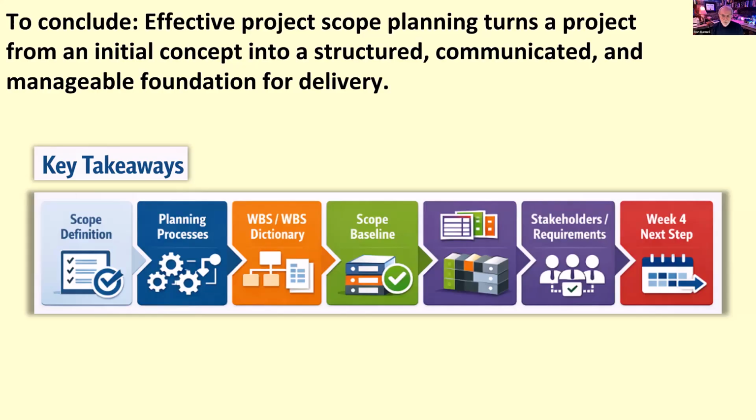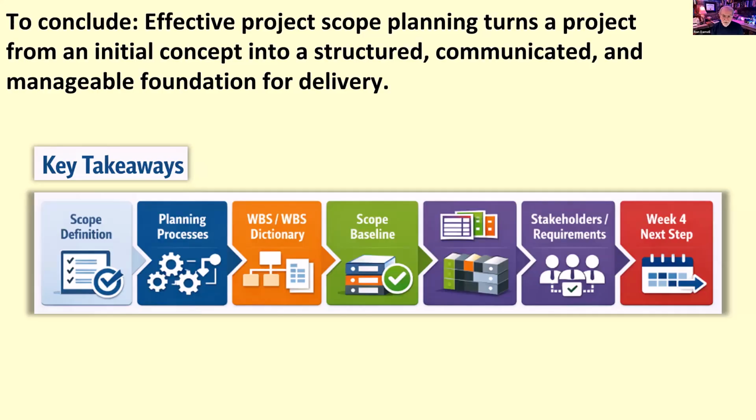It gives the project a clearer definition by identifying deliverables, boundaries, assumptions, constraints, and the major components of work. The second key takeaway is that scope planning is not a single step. It develops through connected planning processes, including planning scope management, collecting requirements, defining scope, and creating a work breakdown structure. These processes help move the project from a general concept into a more formal, organized planning foundation.